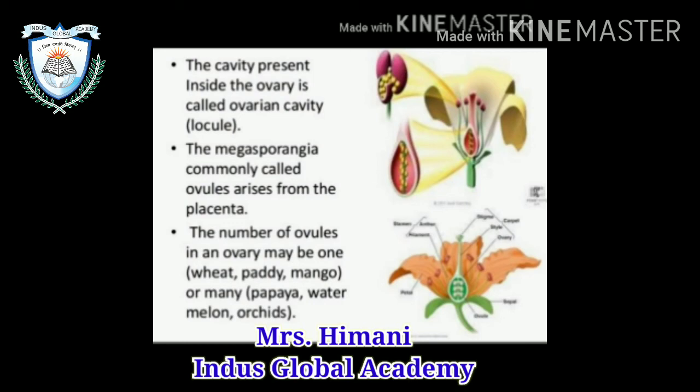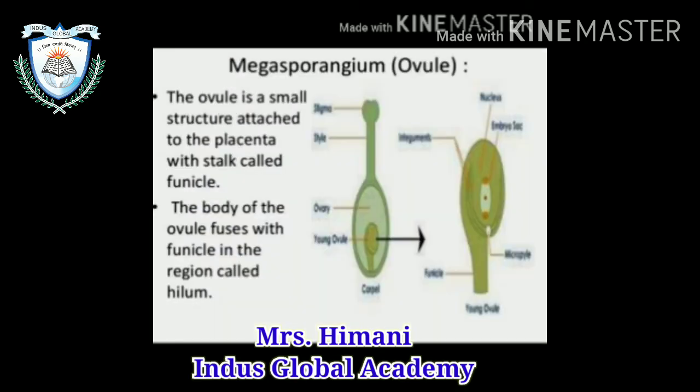The megasporangia, commonly called ovules, arise from the placenta. The number of ovules in an ovary may vary. It may be one, which is present in wheat, paddy and mango, or many, which is present in papaya, watermelon and orchids.